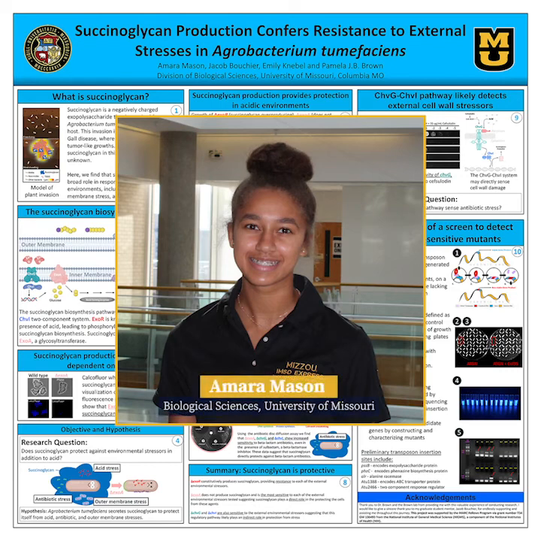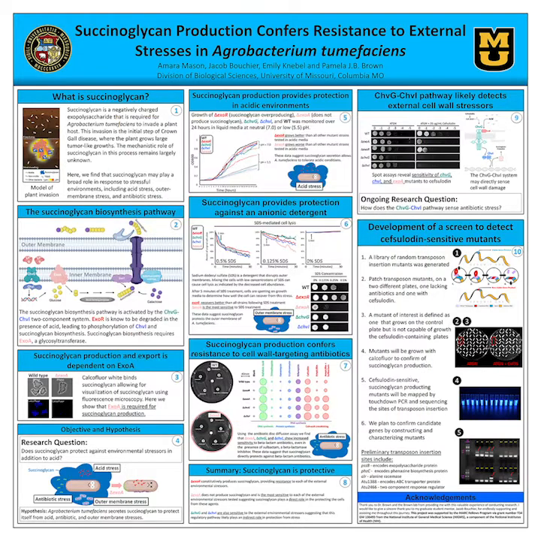My name's Amara Mason. I am a junior at the University of Missouri studying biology and an undergraduate researcher in the Brown Microbiology Lab. In lab, we study the cell biology of the bacterial plant pathogen Agrobacterium tumefaciens. Agrobacterium tumefaciens is naturally resistant to many antibiotics.